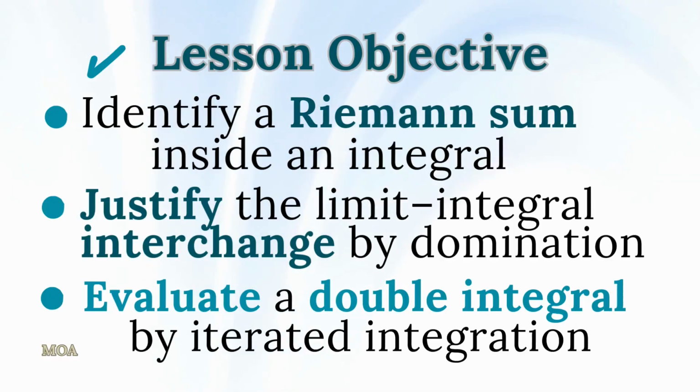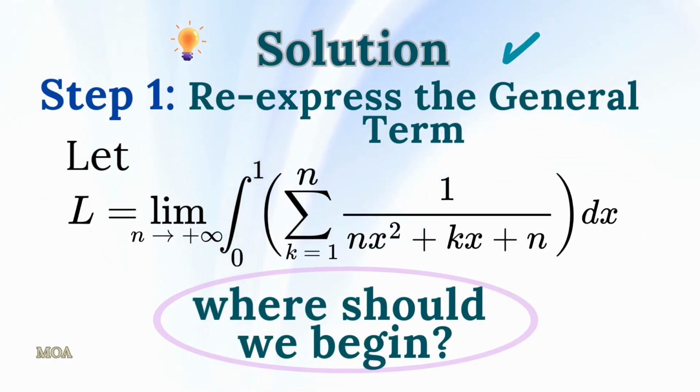Lesson objective. In this lesson, students will identify a Riemann sum hidden in a sum-integral expression, justify the interchange of limit and integral using domination, and evaluate the resulting double integral via iterated integration and known logarithmic identities. Before we begin solving, many students have asked me, where should we start with this problem?